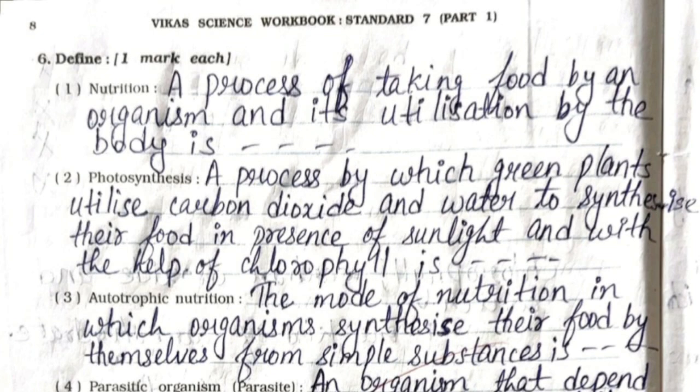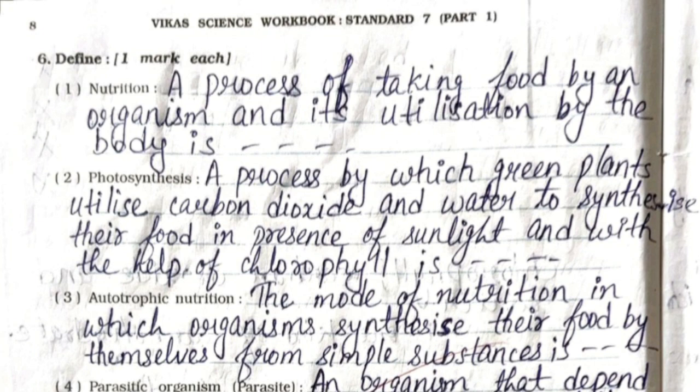Now question number 6, define. First one, nutrition. A process of taking food by an organism and its utilization by the body is called nutrition. Second, photosynthesis. A process by which green plant utilize carbon dioxide and water to synthesize their own food in presence of sunlight and with the help of chlorophyll is called photosynthesis.